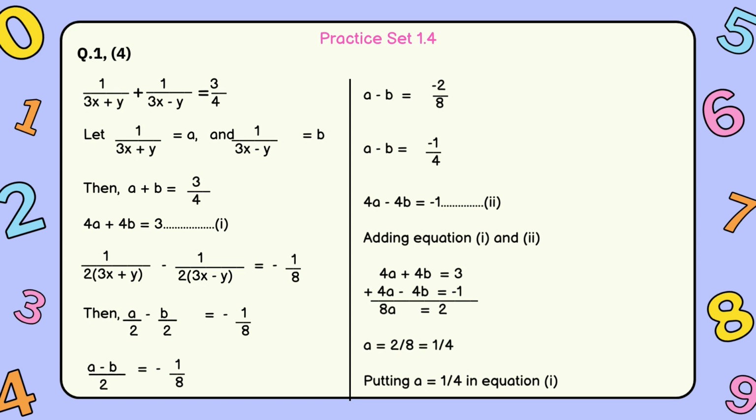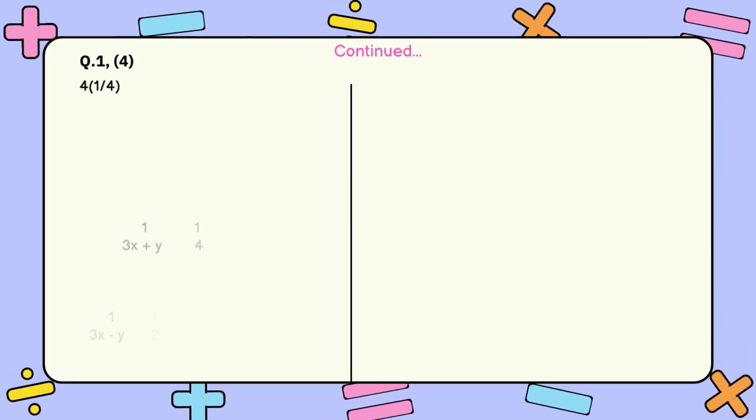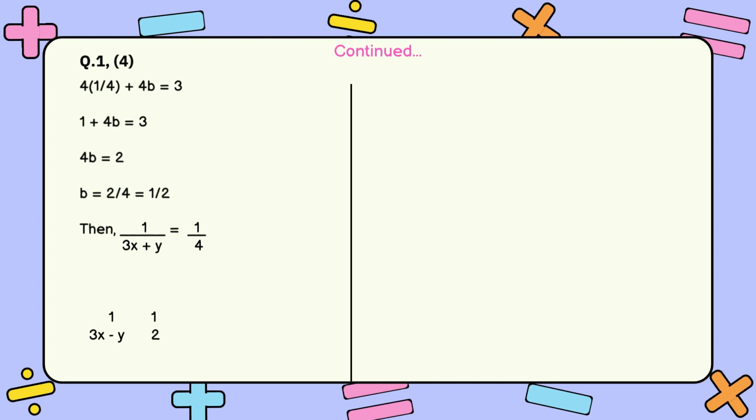Now we put a is equal to 1 upon 4 in equation 1. We substitute it there and we get 4 bracket 1 upon 4 plus 4b is equal to 3, which gives us 1 plus 4b is equal to 3 and 4b is equal to 2. So b would be 2 upon 4, which is 1 upon 2.